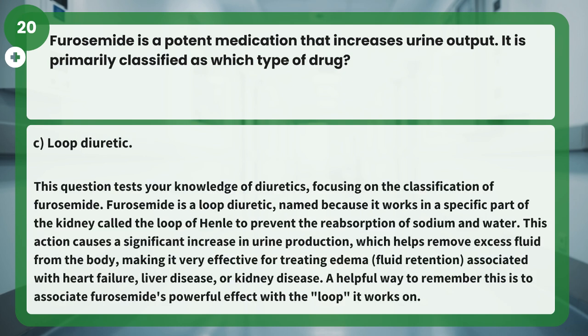Answer: C. Loop diuretic. This question tests your knowledge of diuretics, focusing on the classification of furosemide. Furosemide is a loop diuretic, named because it works in a specific part of the kidney called the loop of Henle to prevent the reabsorption of sodium and water. This action causes a significant increase in urine production, which helps remove excess fluid from the body, making it very effective for treating edema, fluid retention, associated with heart failure, liver disease, or kidney disease. A helpful way to remember this is to associate furosemide's powerful effect with the loop it works on.